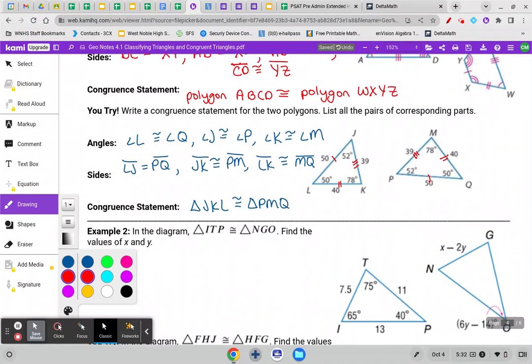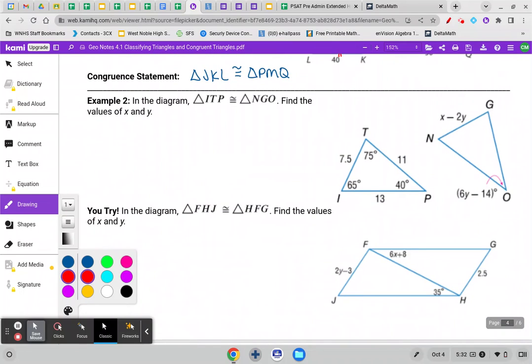Okay? So next we're actually going to use this idea to do some solving. So it says in the diagram, triangle ITP is congruent to triangle NGO. We're going to find the values of X and Y. Now here's the deal. I told you that these congruent statements line up and help us know what is congruent to what. So in this case, we need to find segment NG, which is the first part of our congruent statement. That also means that it is congruent to IT because they share the same spot in our congruent statement. So with that being said, I can set those two things equal to each other.